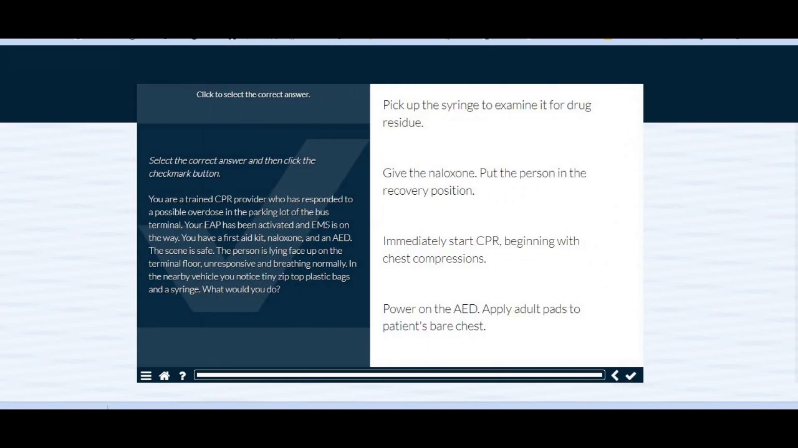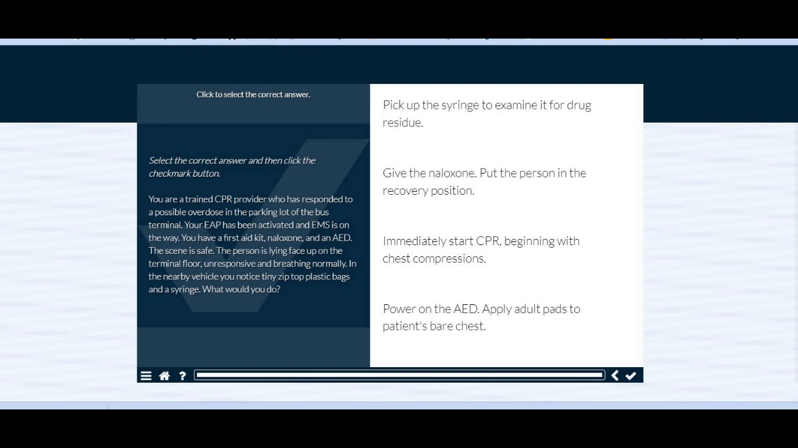Complete this review question to check your knowledge. You're a trained CPR provider who has responded to a possible overdose in a bus terminal parking lot. Your EAP has been activated and EMS is on its way. You have a first aid kit, naloxone, and an AED.